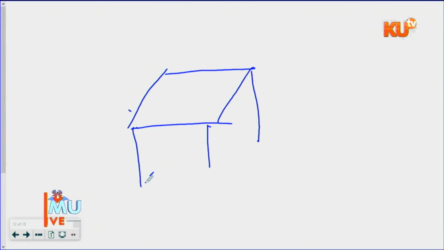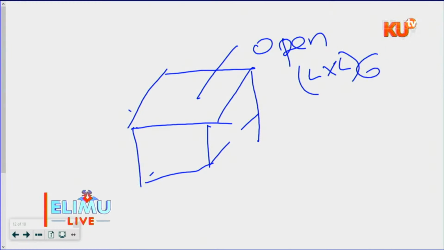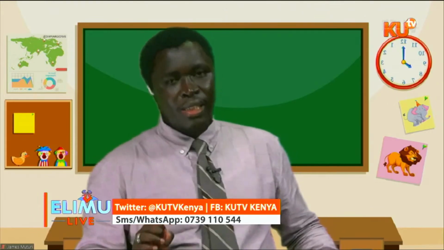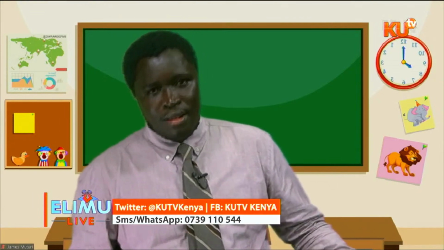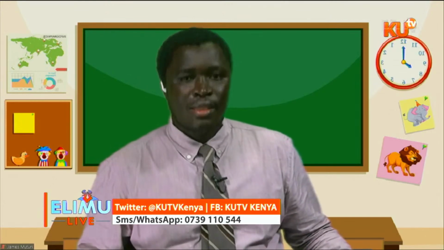Let's have an example of a cube here. This is a sketch drawn of a cube. So Yvonne, this part is open. It is not there. Remember I said when it is closed, we say length times length, multiplied by 6. But now one face is missing. So it will be length times length, multiplied by 5, because one face is missing.